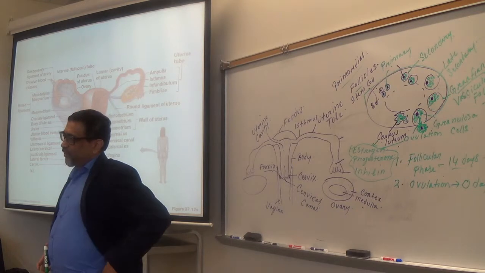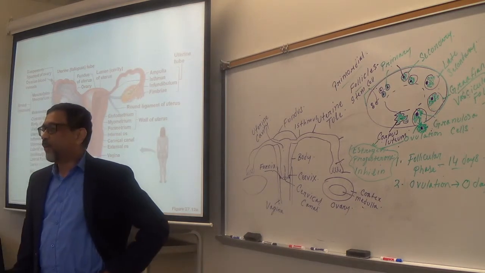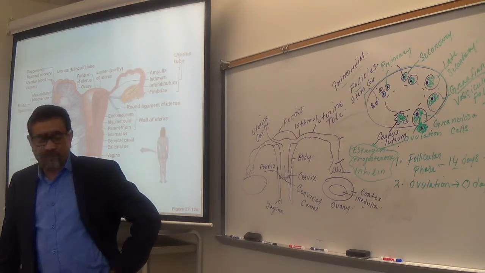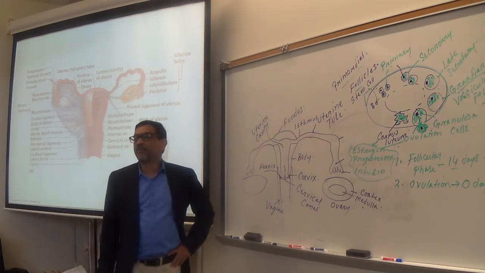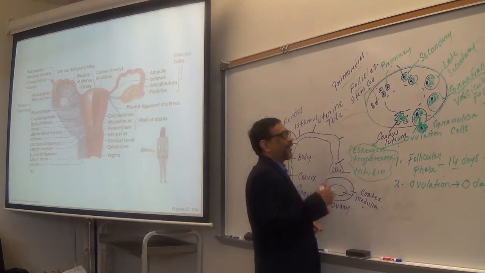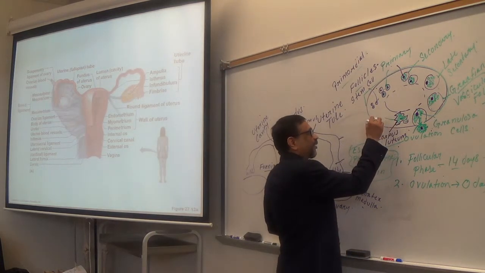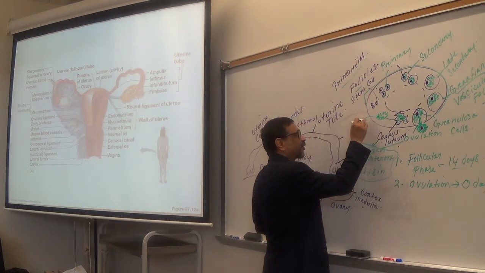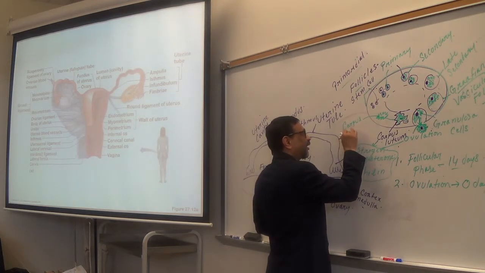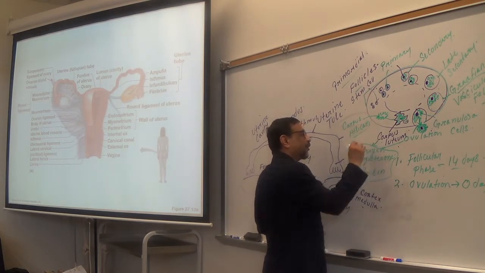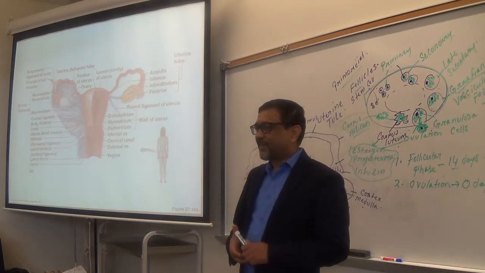Corpus luteum stays inside the ovary for about 14 days. How long? 14 days. 2 weeks. And then it becomes a white scar tissue structure that is called corpus albicans. Corpus albicans.